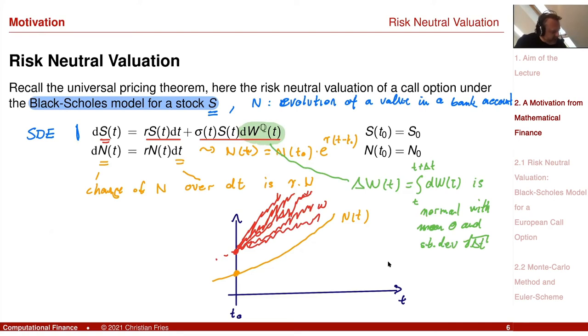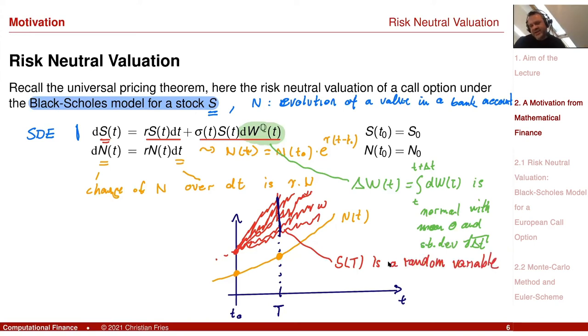Okay, and then you can look at a fixed time, for example, here, this is capital T. You can look at the distribution that you observe for the stock value. So my bank account has some fixed value, so it has reached this point here, but the stock is a random variable. So S of this capital T is a random variable.